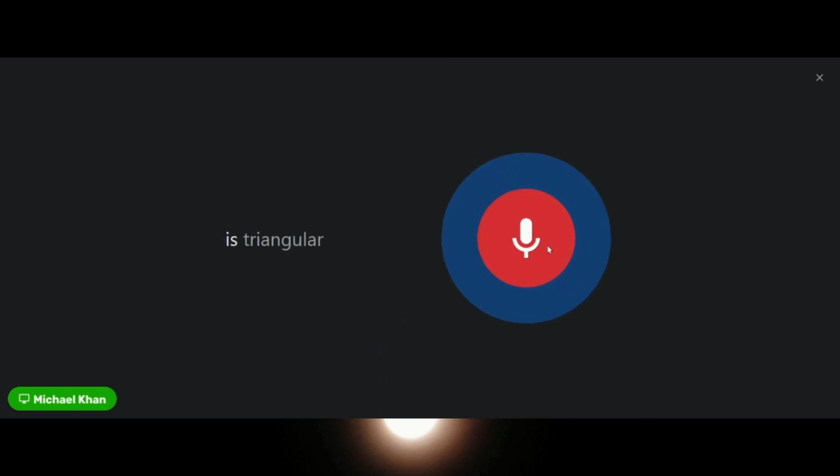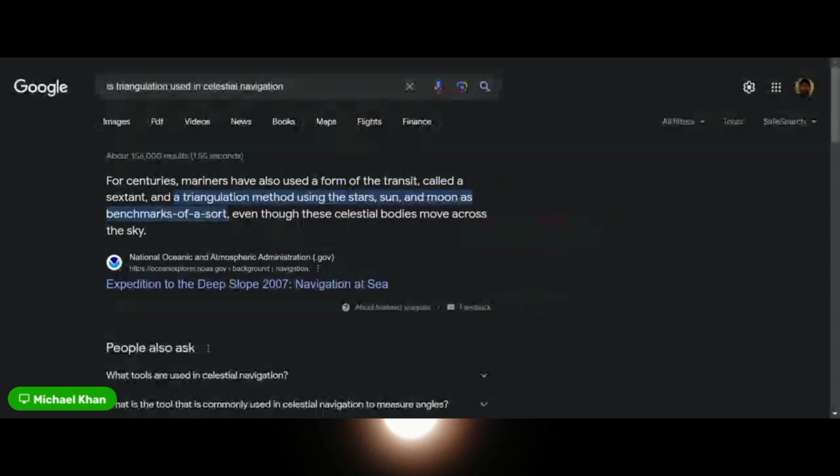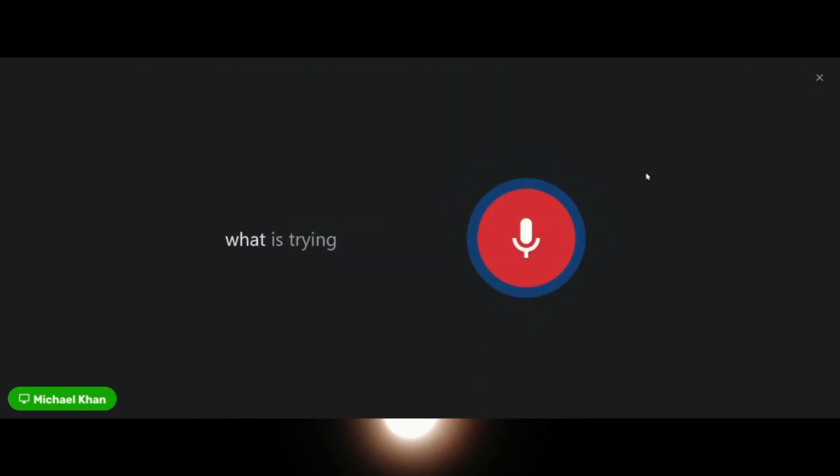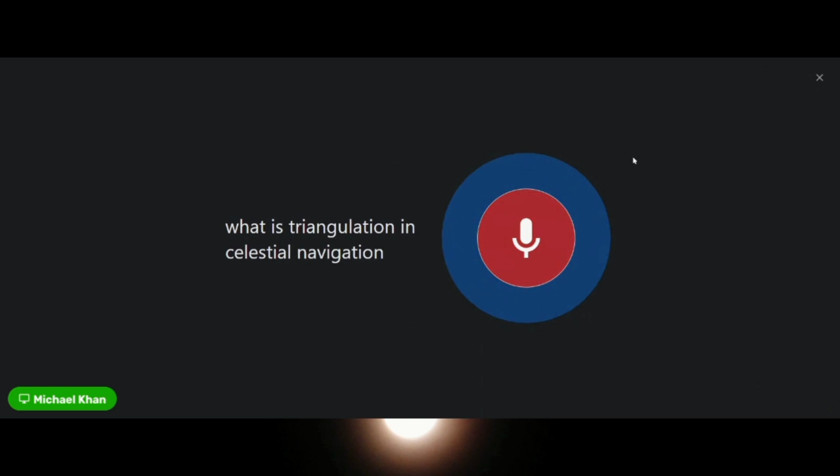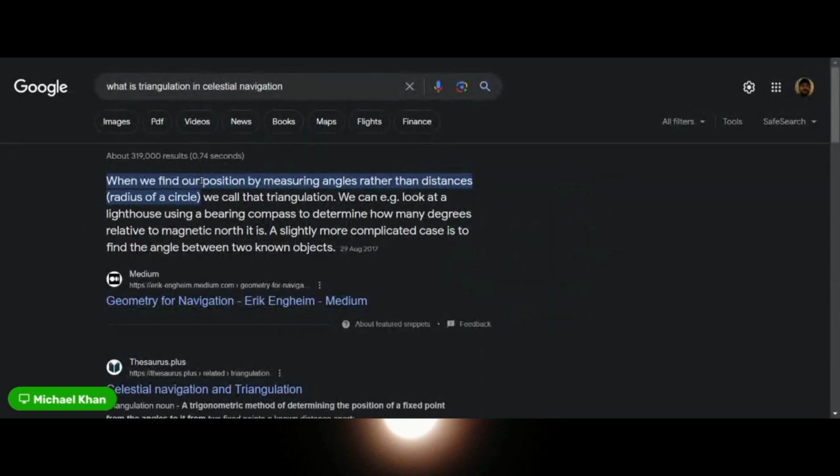Is triangulation used in celestial navigation? "For centuries, mariners have also used a form of the transit called a sextant and a triangulation method using the stars, sun, and moon as a benchmark of a sort." What is triangulation in celestial navigation? "When we find our position by measuring angles rather than distances, radius of a circle, we call that triangulation." That's game over, Mr. Sensible. You do realise that, don't you?